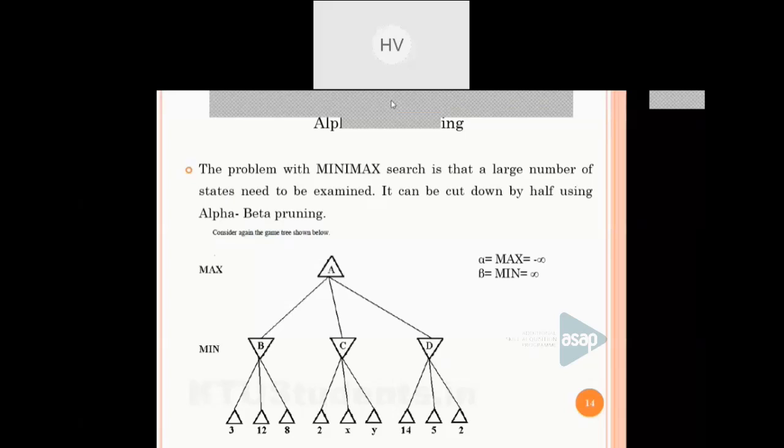Okay. Ma'am, can you suggest any reference textbooks for this topic, for the subject? Stuart Russell and Peter Norvig. The standard artificial intelligence book. Stuart Russell and Peter Norvig. There it is explained very clearly.